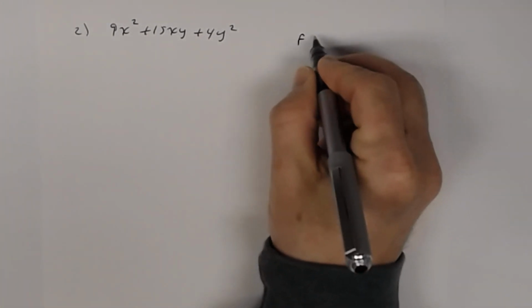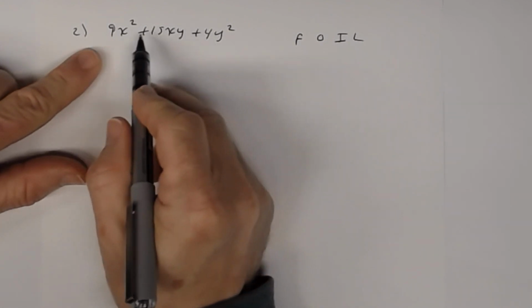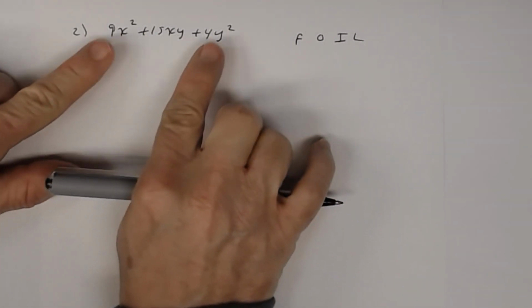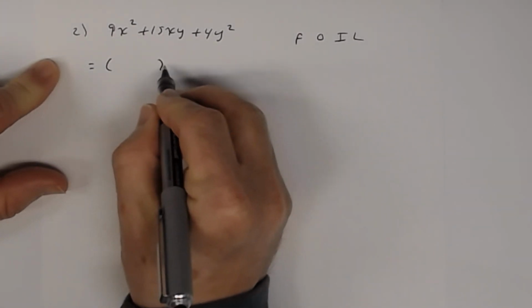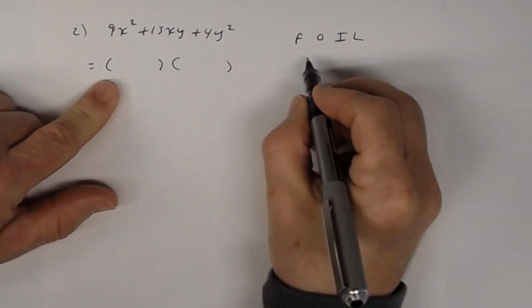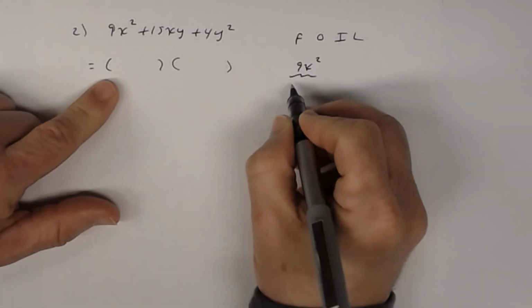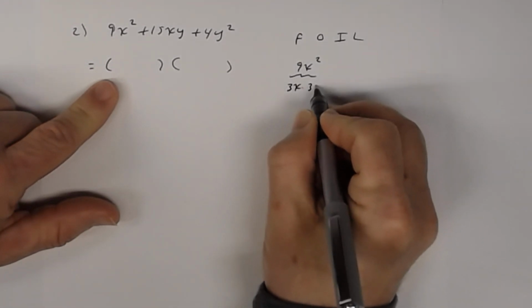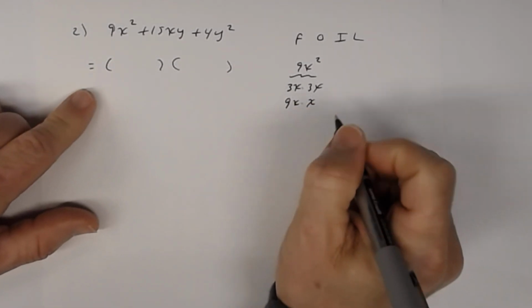All right. Okay, so again, trial and error. So let's go ahead and do FOIL. And the GCF here is 1, but notice I do have two variables, right? So keep that in mind. And so I'm going to factor this as two binomials. And let's talk about 9x squared. There is only two possibilities for 9x squared. There's 3x times 3x, and there's 9x times x. Let's go ahead and try 3x and 3x first.